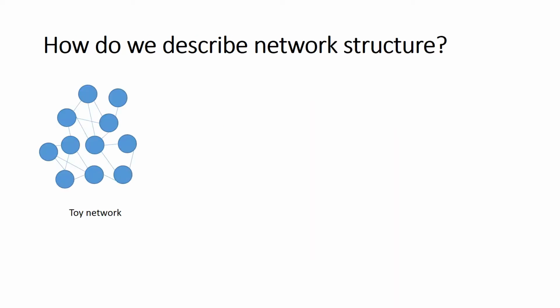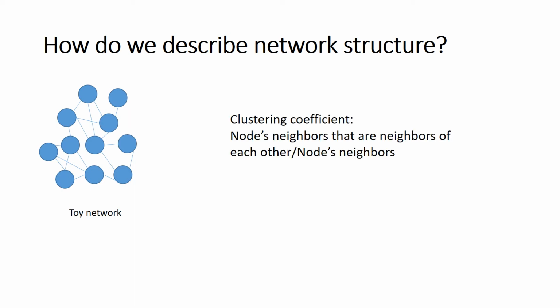Now I want to go back to our toy network again, and I think it should be obvious by looking at this that there are important features of structure that really aren't captured by a node level measure like degree, for example. So we want to be able to say something about how this network is put together. And there are several options that we have available for this. So the first one I'm going to talk about is the clustering coefficient. And this is just the fraction of a node's neighbors that are neighbors of each other, divided by the total number of the node's neighbors.